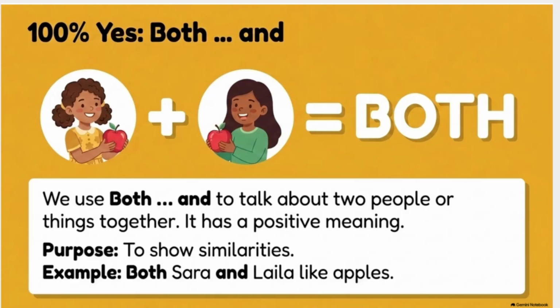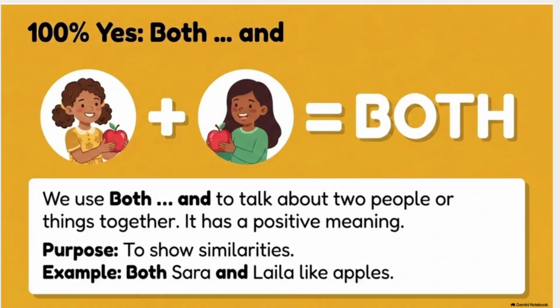For example, both Sarah and Layla like apples. This sentence tells us that Sarah likes apples and Layla likes apples. The purpose of both and is to show similarity. Here is another example. Both Ali and Dan play football. This means Ali plays football, and Dan also plays football. Notice the important point. We are talking about two people, but we use a plural verb. We say, both Ali and Dan play football, not, both Ali and Dan plays football. Why? Because both and refers to two people or things together, so the subject is plural.